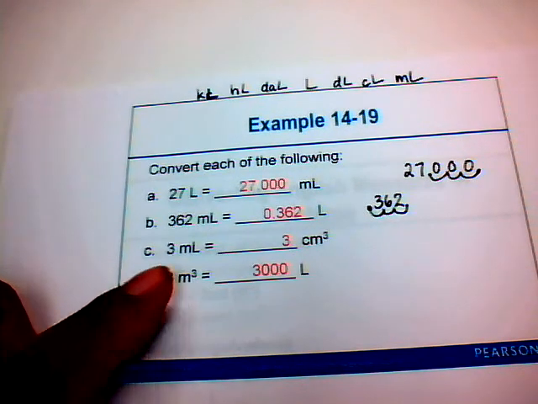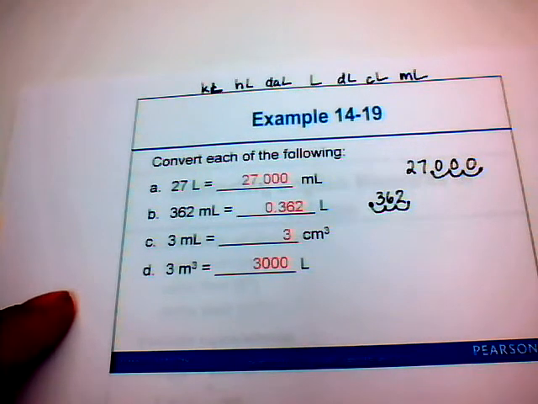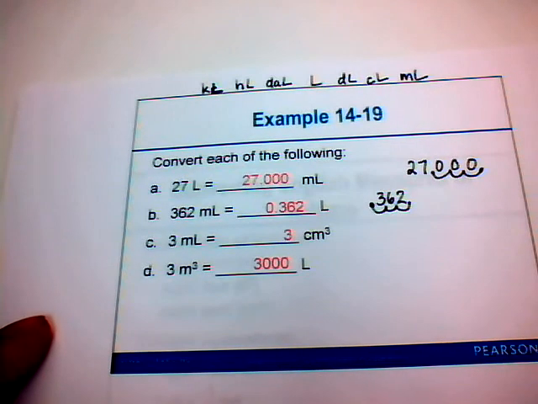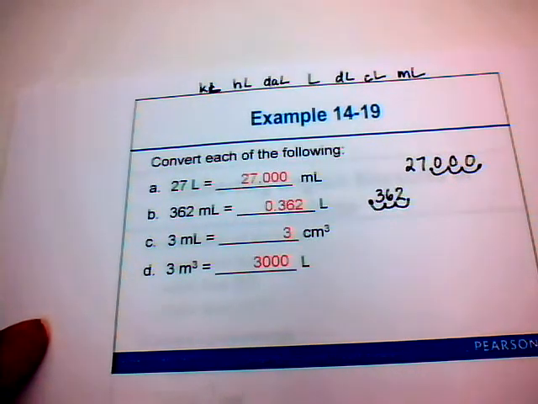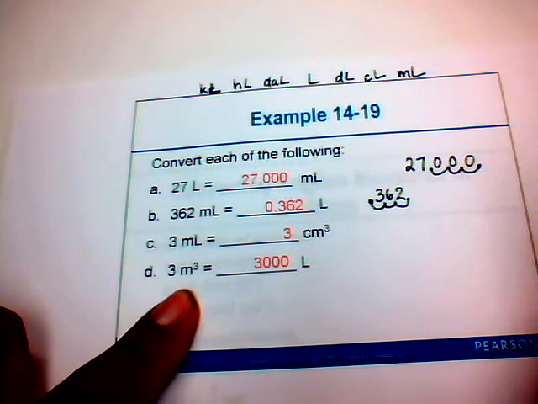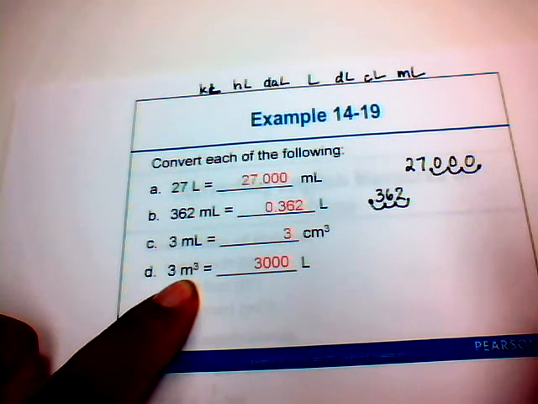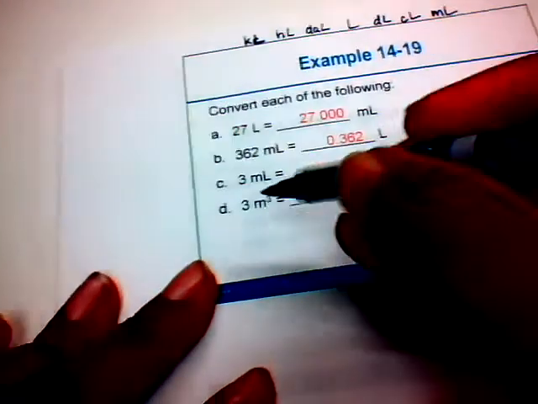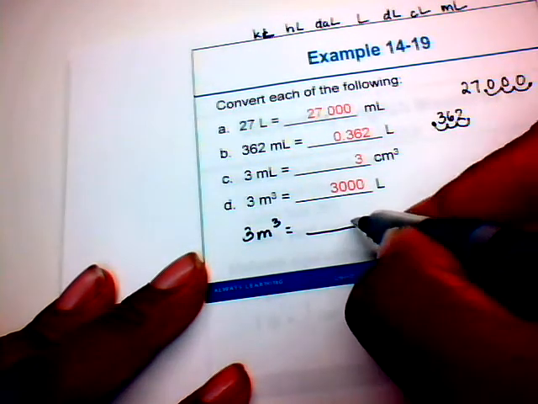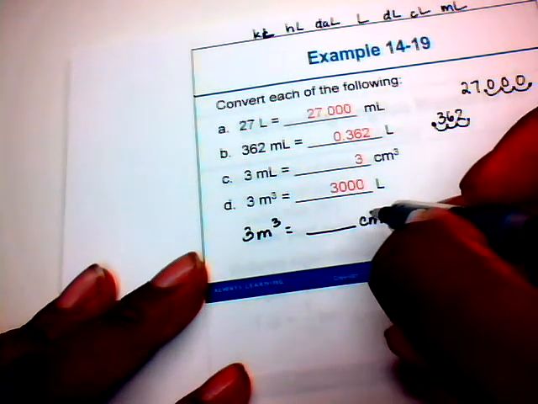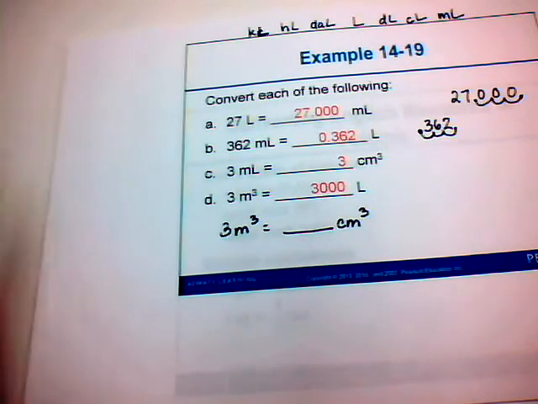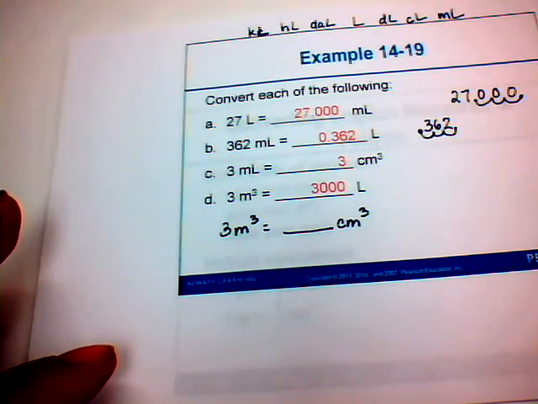Okay, now this one, 3 cubic meters is equal to how many liters? Okay, now suppose I converted cubic meters to cubic centimeters. Let's do that first. Because of the fact I know that 1,000 cubic centimeters is going to be equal to 1 liter.